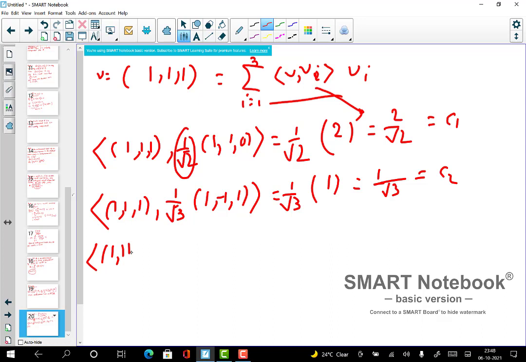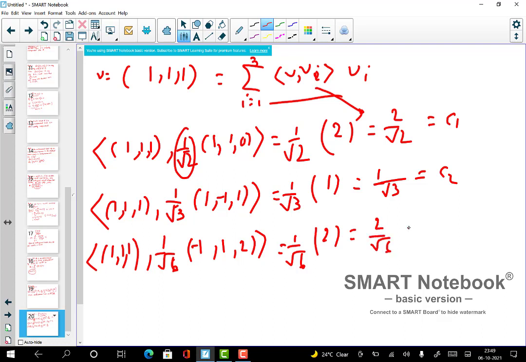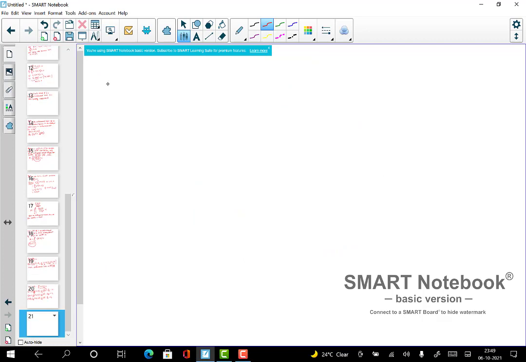So (1, 1, 1) and 1 by root 6 times the vector (-1, 1, 2). This will be 1 by root 6 outside, and 1 into -1 is -1, 1 into 1 is 1, so that will cancel, leaving 1 into 2, so this is also 2 by root 6. So this is your C3, right?